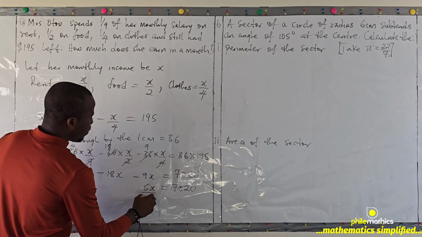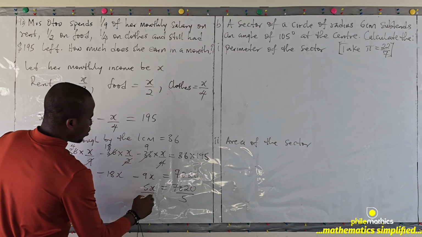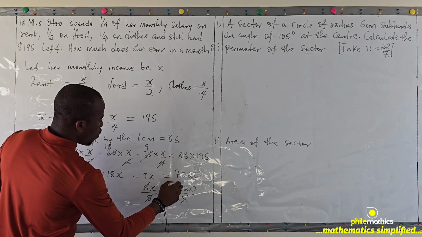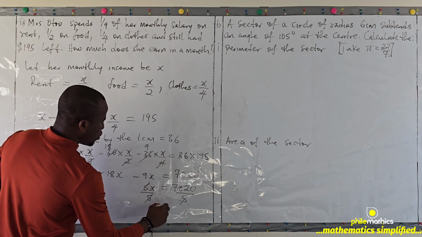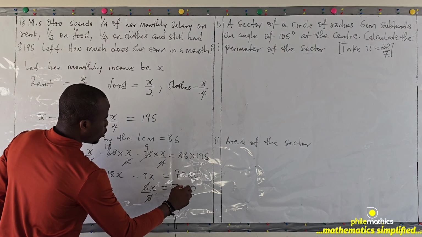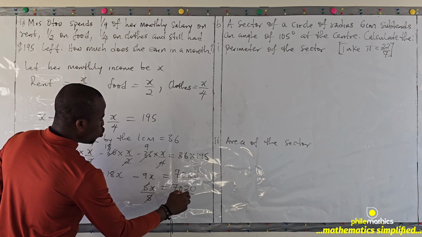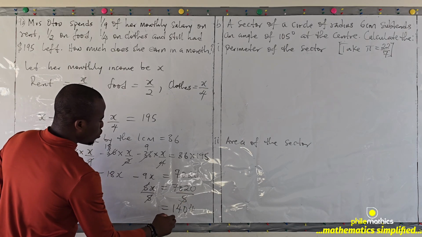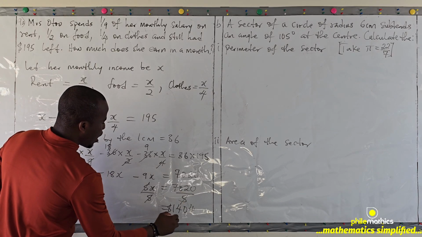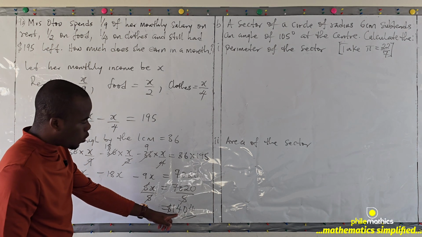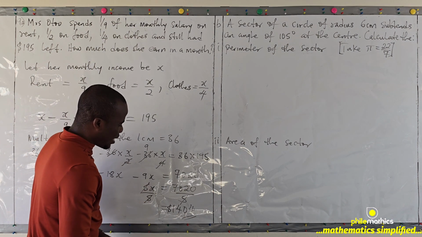So divide both sides by 5. 5 into 7 is 1, into 20 is 4, into 2 it cannot, into 20 is 4. So her monthly income is $1,404.